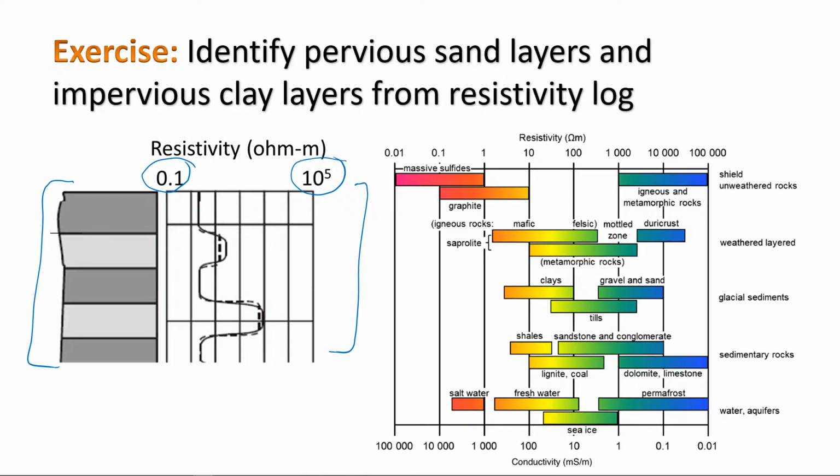So based on what we learned, I see a sand kick here, I see a sand kick here. So that would be clay, that would be sand, that would be clay, that would be sand, and that would be clay. That would be my interpretation for this. We have a clay layer, sand layer, and clay layer.